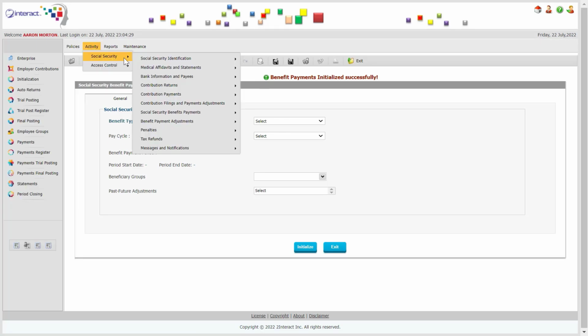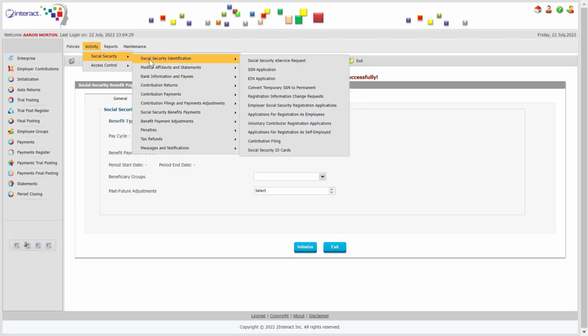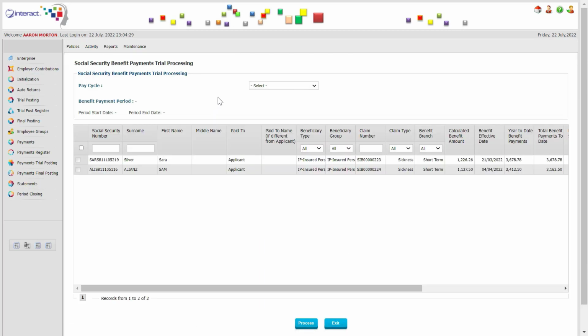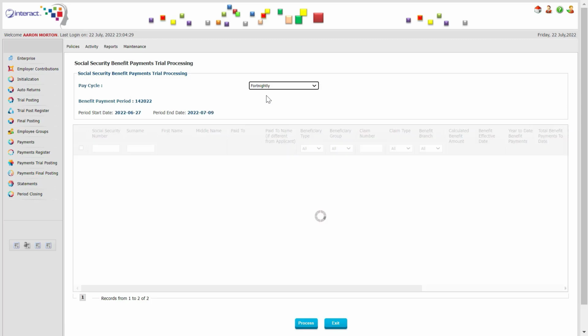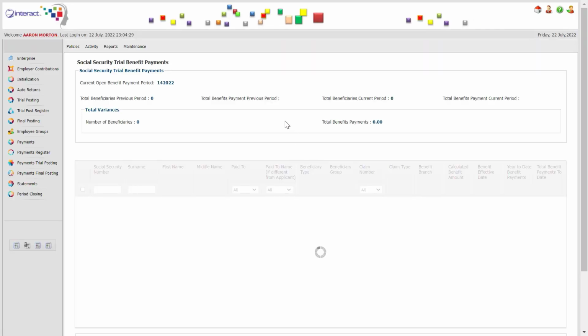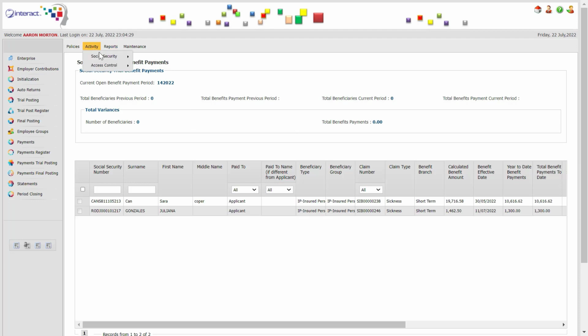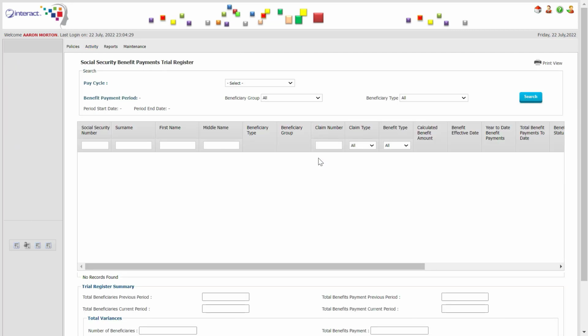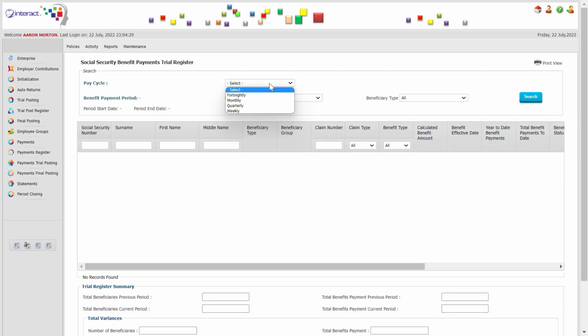After this, we continue with the trial processing. Everything important you do in Interact SFAS, you can first do using trial or simulation steps. So we start with the trial process. If we're happy with the results which we're seeing there, then we can go to the trial register, which will allow us to run a report that gives us all the details that are relevant.